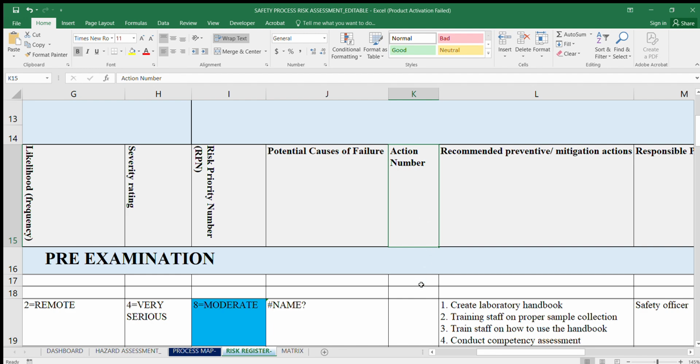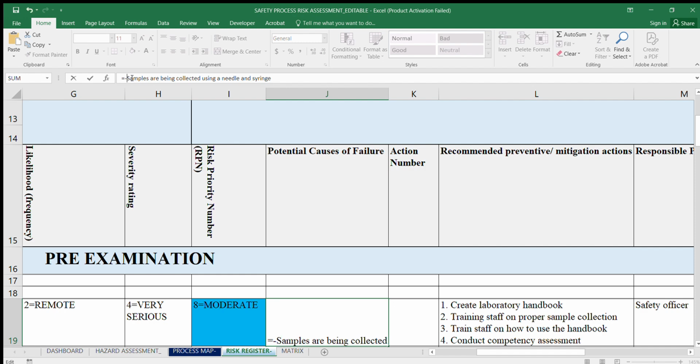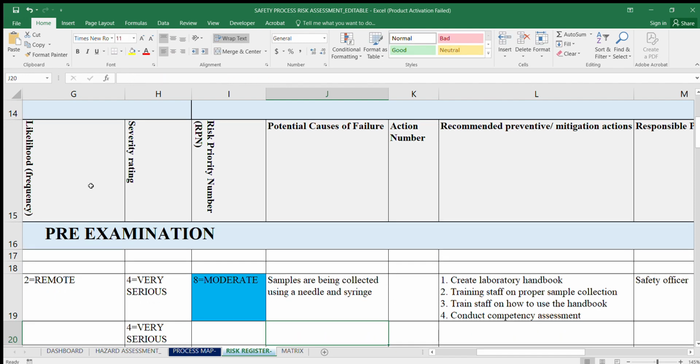So under the action number, the action number will come from your preventive action log. We'll not cover that under this part of the mentorship, so we're going to leave this blank.